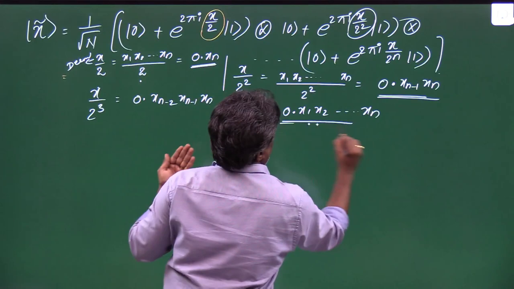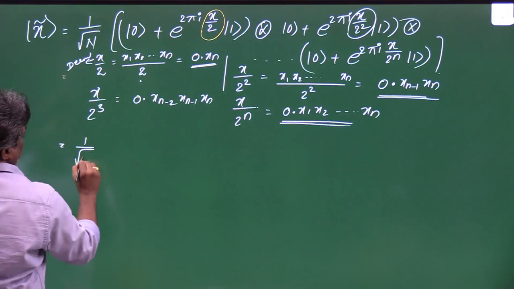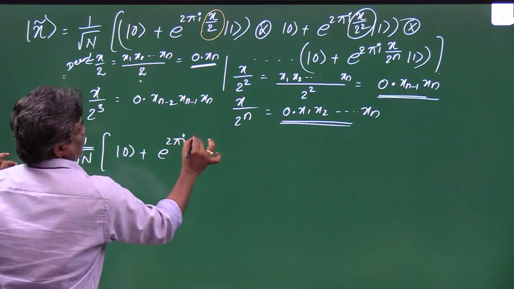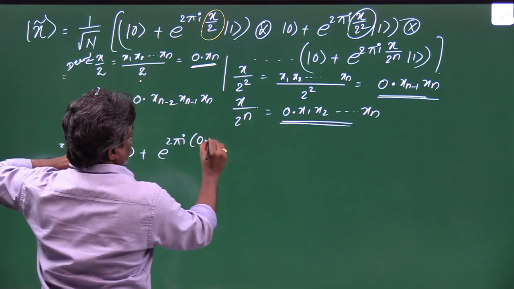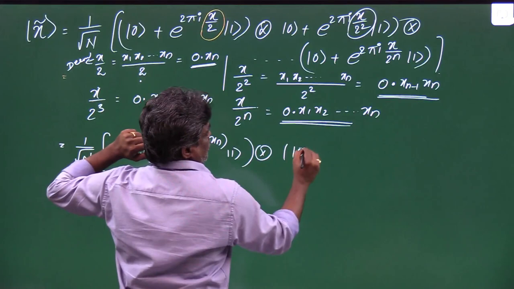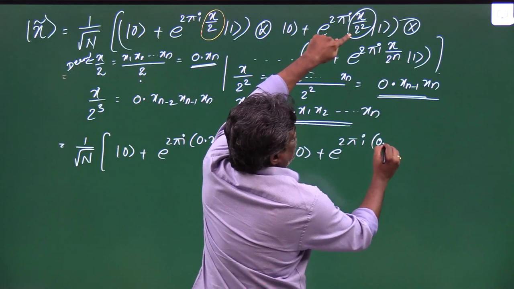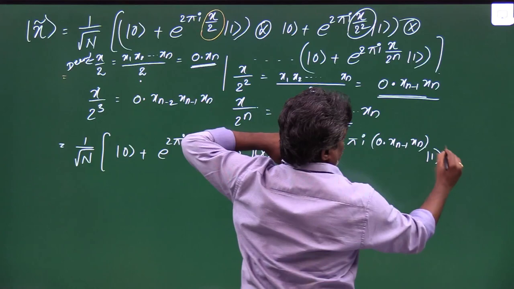So this is what they are writing in the books or some explanations. This is also a valid one. They are writing like this. Actually, in my derivation also, I will use this same thing. So x by 2, that is the last one. So 2 square, that's why point xn minus 1 xn, so on.